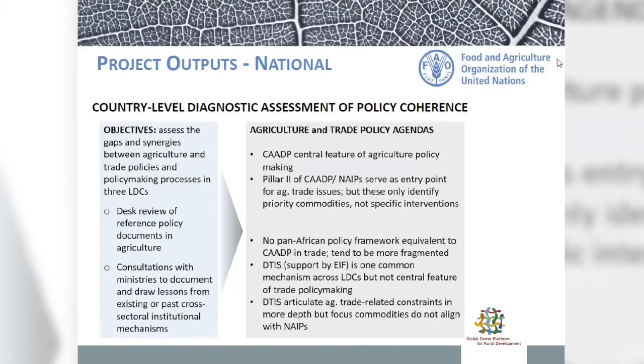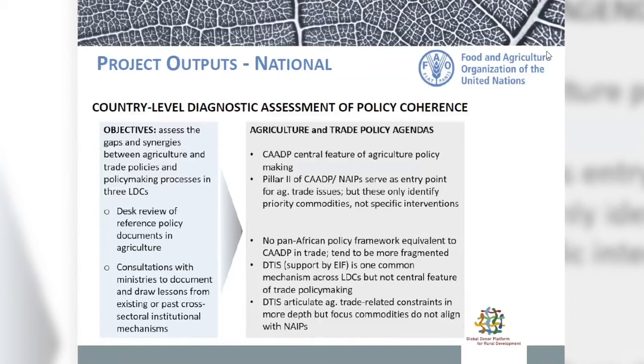So, for instance, you might have a priority on agricultural commercialization in general, or a specific value addition for a specific commodity, but it doesn't get into exactly what the issues are that are preventing that commercialization or value addition. There are no specific interventions on, for instance, standards or market access constraints or trade facilitation. So there we found it was a little bit broad in terms of the kind of aspiration that was a part of the NAIPs.